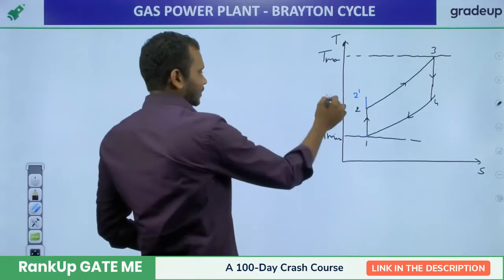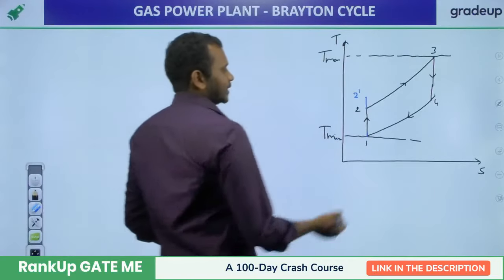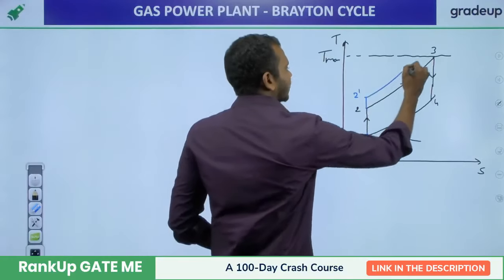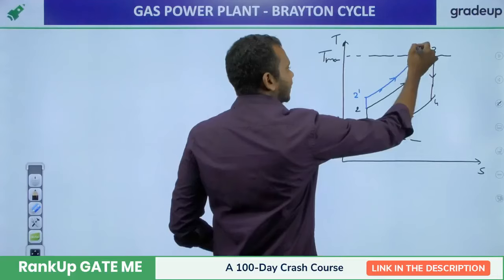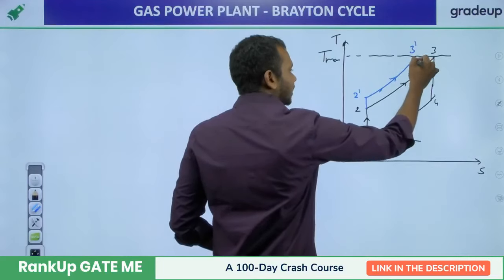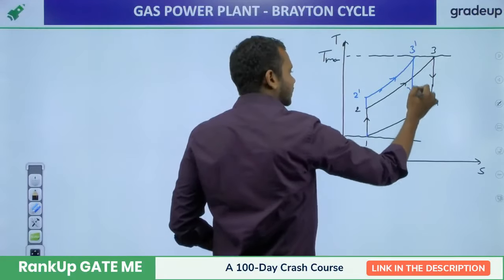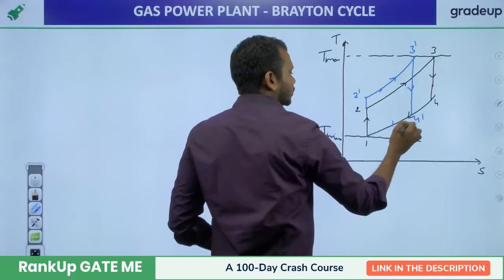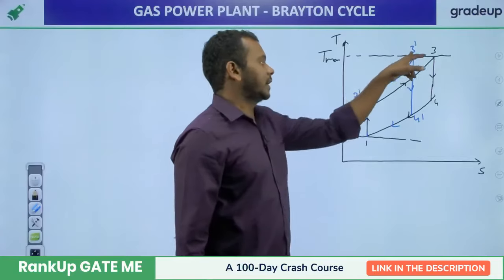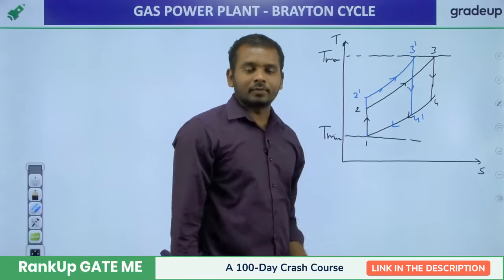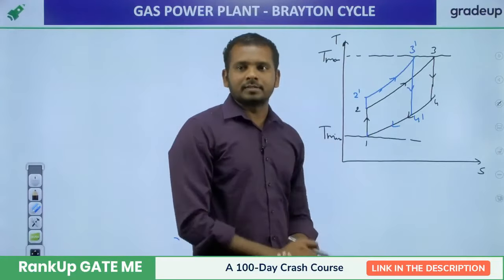In that case, from this 2 dash, we can supply heat at constant pressure until it reaches this point 3 dash. And from 3 dash, it expands isentropically to the cooler pressure. This is the 4 dash, and 4 dash to 1 is the cycle. Now our new cycle is 1, 2 dash, 3 dash, 4 dash, 1. When you increase the pressure ratio, what we see is this.